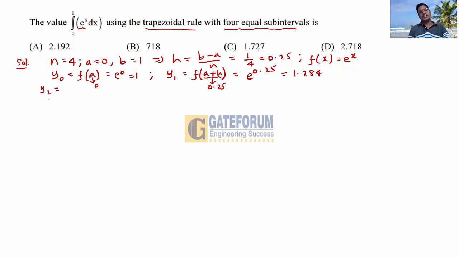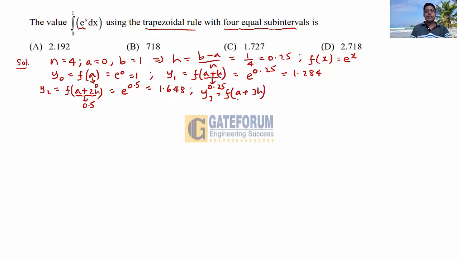We have to continue calculating these ordinate y values till we get the y4 value, because n is equal to 4. So y2 is equal to the function value at a plus 2h. A plus 2h value becomes 0.5, which is nothing but e to the power 0.5. So approximately up to 3 decimal places, 1.648. y3 is equal to the function value at a plus 3h. A plus 3h value is 0.75, which is nothing but e to the power 0.75. Approximately up to 3 decimal places, this is 2.117.